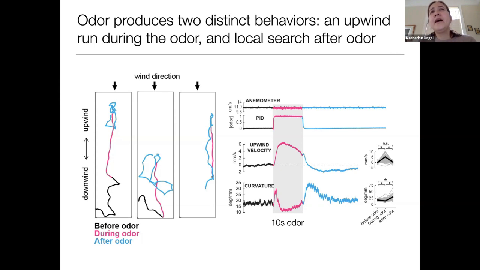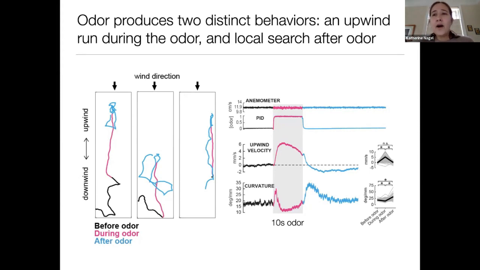You can see that there's a peak at odor onset, and that's because many of them turn to face upwind. They actually straighten out during the odor. And then after odor offset, there's this large increase in curvature, and that corresponds to this search behavior that you see here.